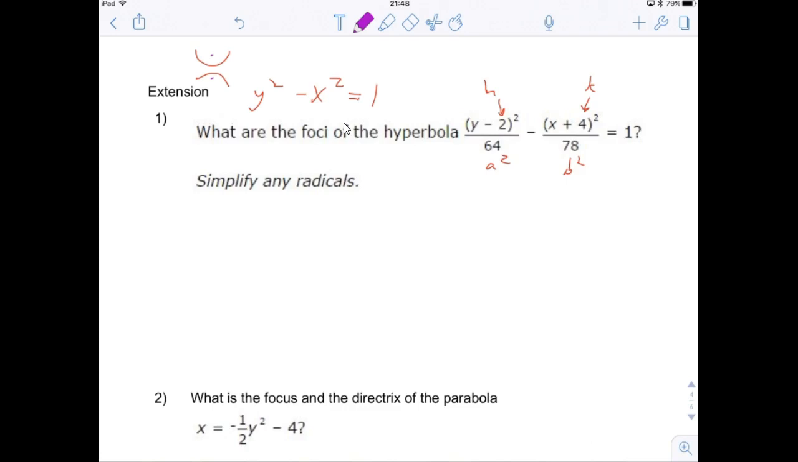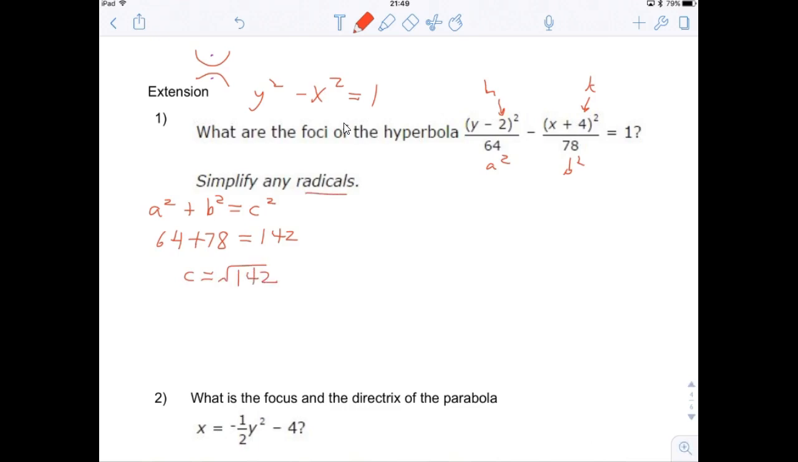So again, first thing we're going to do is figure out what the c value is, and we know that for a hyperbola, the equation to find the focal length, or c, is a squared plus b squared equals c squared. A squared plus b squared is 64 plus 78, which is equal to 142. So c squared is equal to 142. So basically c is the square root of 142.